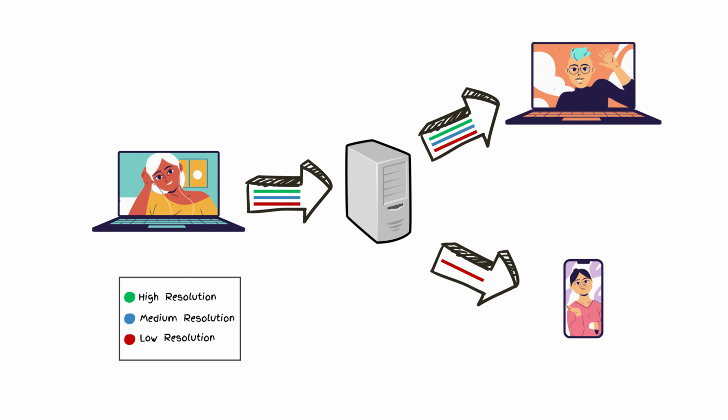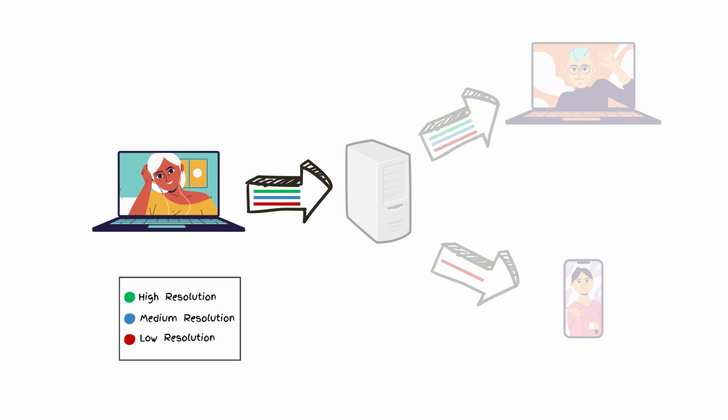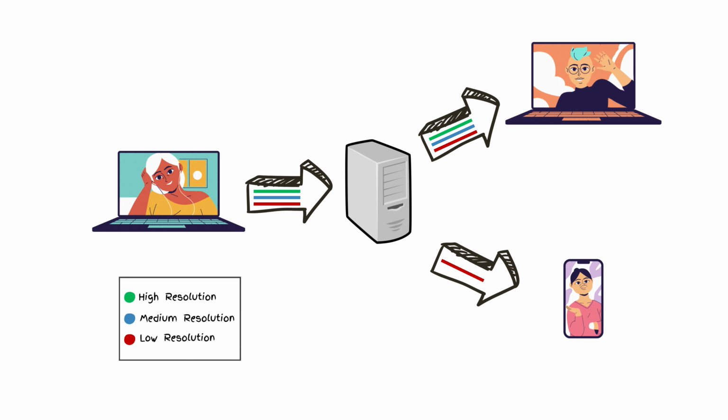Imagine SVC as having a video in Lego blocks. The lower blocks contain the basic picture, while the upper blocks contain extra details. Put another way, SVC sends a single video stream that is divided into hierarchical layers. Each layer holds a different resolution. The lower layer contains basic information, while upper layers contain extra information for higher resolution.